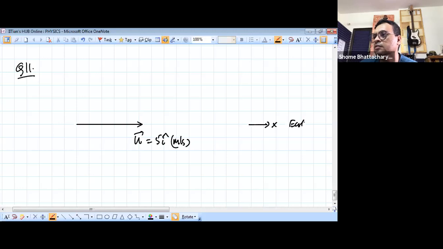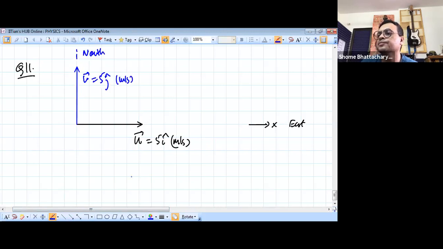And then what is happening in 10 seconds, the velocity changes to 5 meters per second northwards. So my final velocity is 5 meters per second northwards. So I can write my final velocity vector v as 5 j cap in meters per second, because it's pointing towards north.